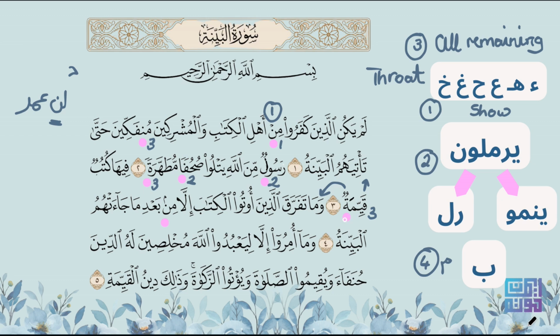Qayyimah. Okay, let's see. Yes, here we have a noon sukoon, after it a ba, which is group number 4, or rule number 4. It's going to be pronounced a meem with a ghunna. So we are going to say min ba'di. Again, min ba'di. So it's rule number 4, which is qalb. I'm going to pronounce the meem instead of the noon.